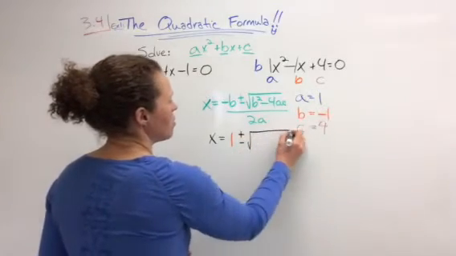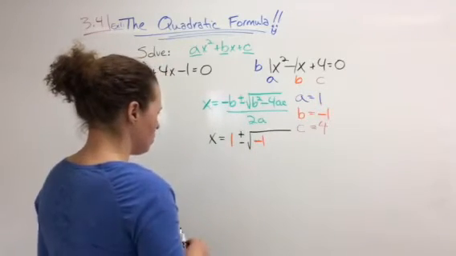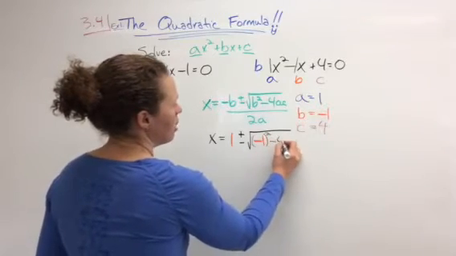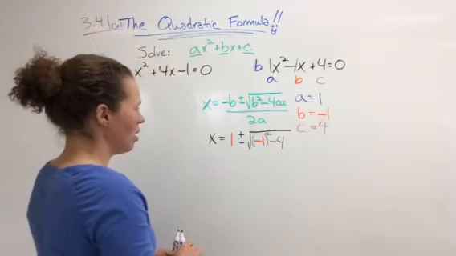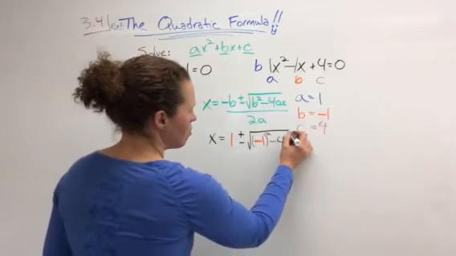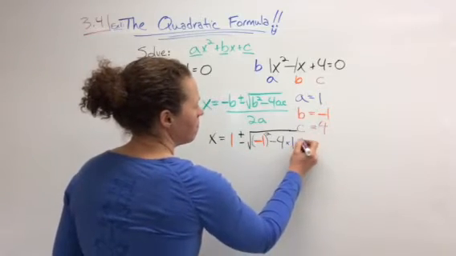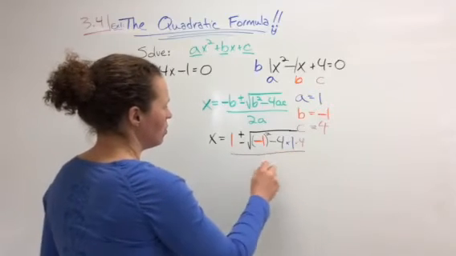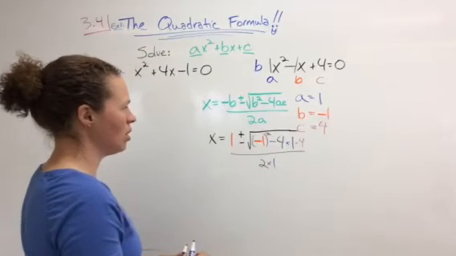Plus or minus the square root of negative 1 squared minus 4, which always is a 4 and always stays the same, times 1. Just move our little bracket out here a little bit, times 4, because C is 4. And we're going to put that all over 2 times 1, because A is 1.